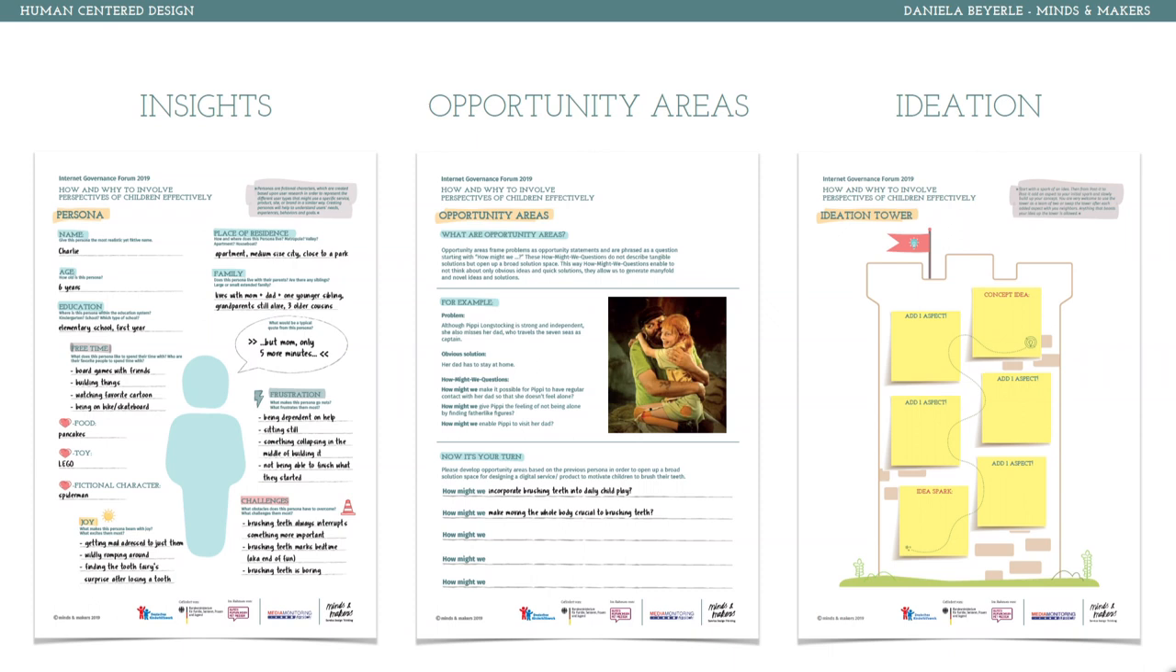It also explains why opportunity areas are quite important in the design process. And we have this nice example of Pippi Longstocking, who is a really brave child, but she still is sad because she misses her dad. Usually the solution would be that her dad has to stay at home, and so she won't be sad anymore. But if you're working with opportunity areas, you will create how might we questions in order to find solutions. So one of the first how might we questions in this example is, how might we make it possible for Pippi Longstocking to have regular contact with her dad so she doesn't feel alone? Or how might we give Pippi the feeling of not being alone by finding a father-like figure? Or how might we enable Pippi to visit her father?